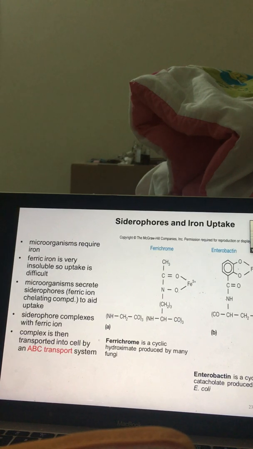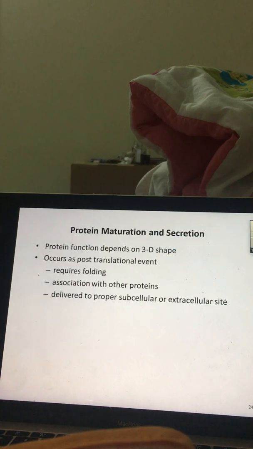Just like we just described, the ATP binding cassettes will be used to carry this molecule, the siderophore, with the iron inside the cell. So they don't enter just by themselves. They need a transport system to be carried in. Now, the reverse is what we will talk about.